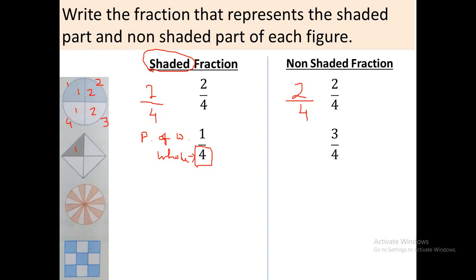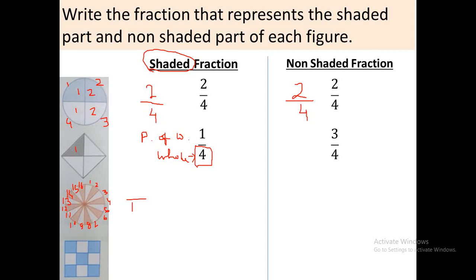Now go to the next one. See, this figure has been divided into many equal parts. So let's count the total equal parts. Right, 1, 2, 3, 4, 5, 6, 7, 8, 9, 10, 11, 12, 13, 14, 15 and 16. See, 16 equal parts.